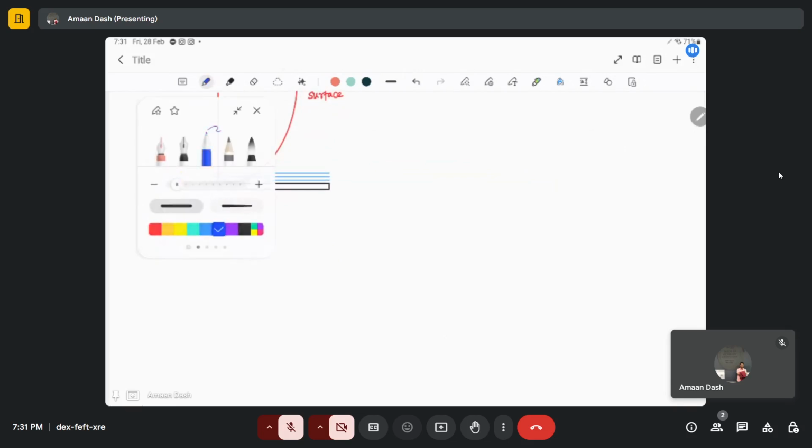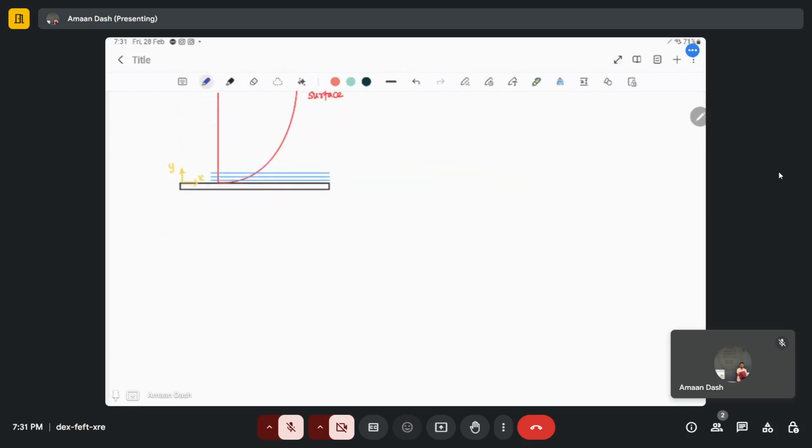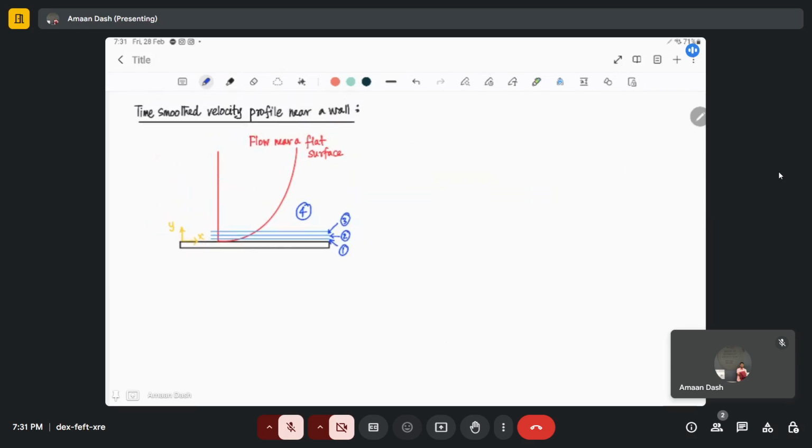So you can see there are four regions actually, to be true, four regions. One is this one, that is region one. One is this one, this is region two. One is this one, that is region three, and one is region four. So there are four regions that we can identify.